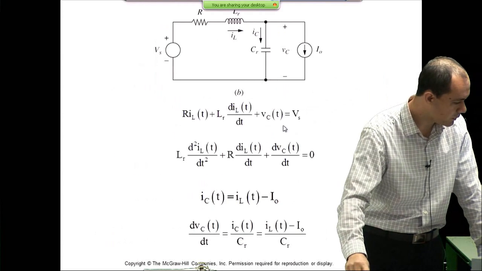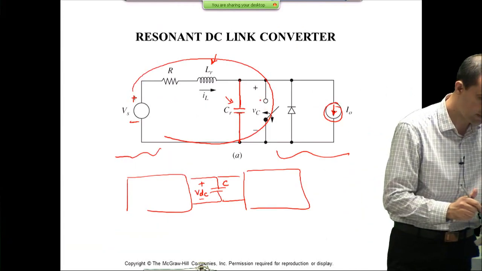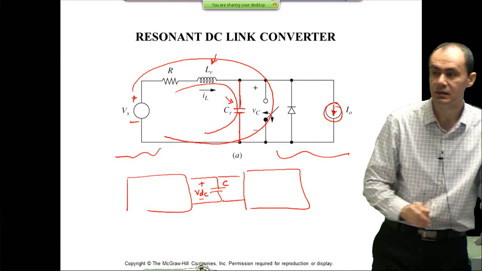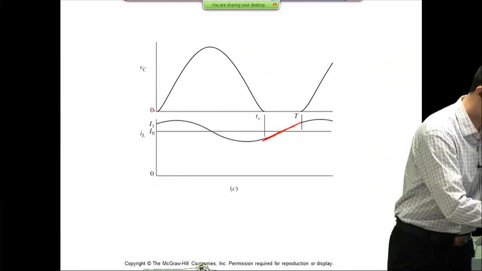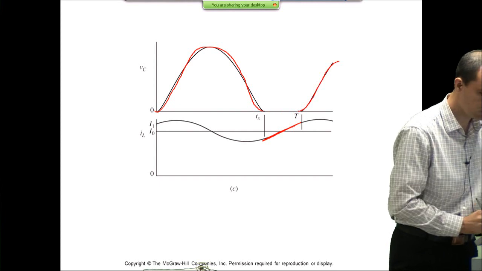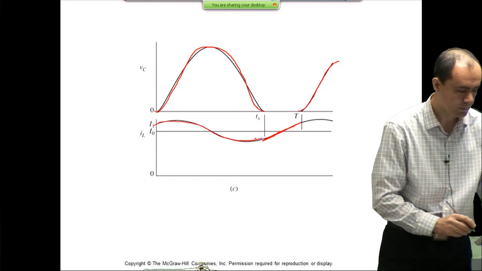And then when you open up the switch, what happens is we have a resonance between LR and CR, and the result of that resonance is a waveform like this, or a waveform like this. Okay, and in terms of the current of the inductor, it looks like this.